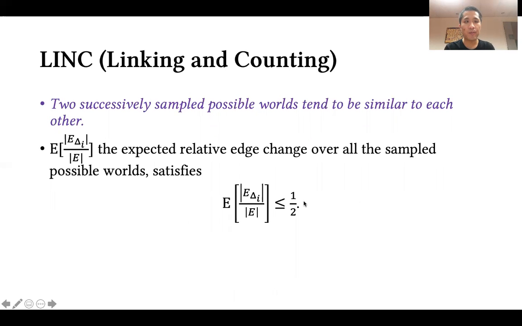So we introduce an interesting finding that two successively sampled possible worlds tend to be similar to each other, which means the expected relative edge change over the two samples tends to be small. Here, the expected number of edges changed from one sample to the next one, compared to the number of edges, is less than or equal to 0.5.